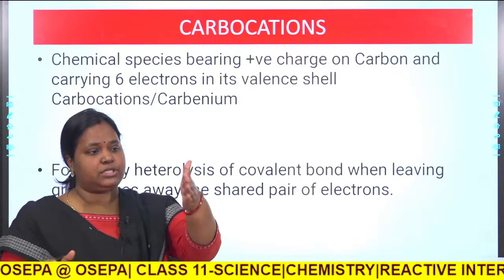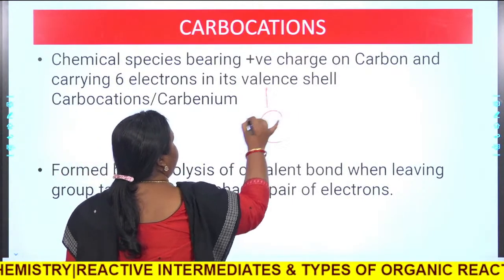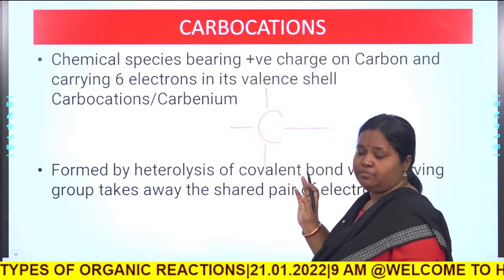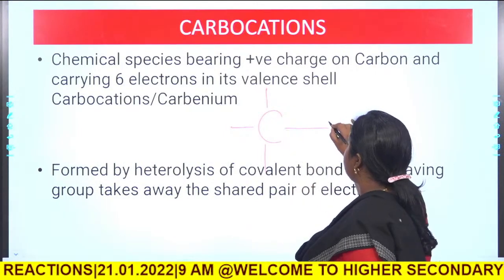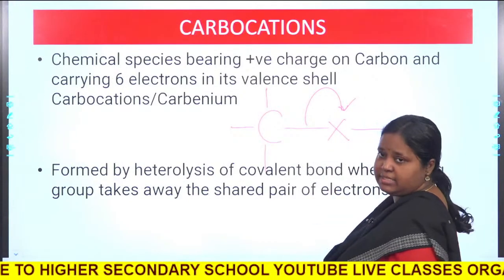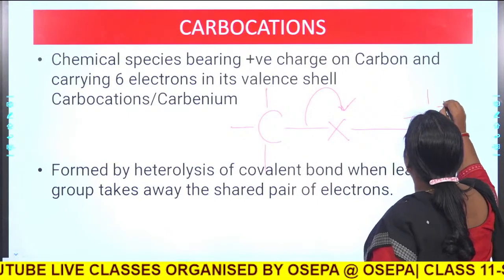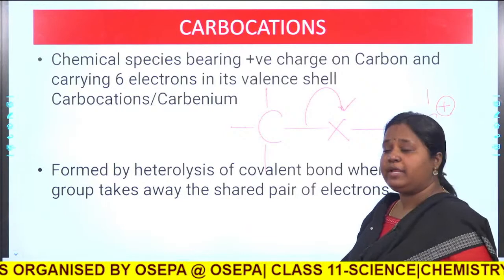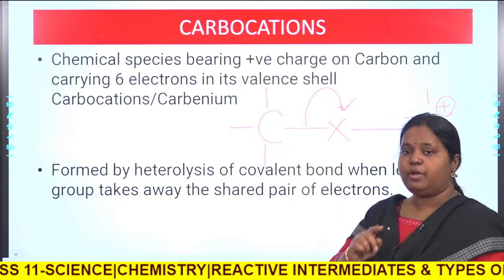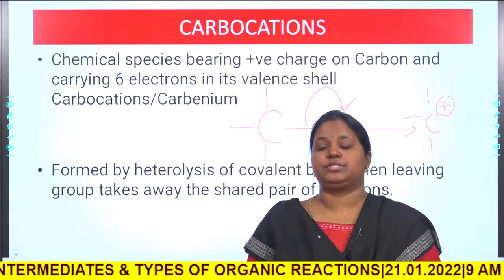Carbon always has 4 valency, 4 bonds with itself. So, suppose this X takes away the electron from the carbon. Now, the carbon will have a positive charge over here and how many bonds are there? 1, 2, 3. So, with 6 valence electrons. So, carbon bearing a positive charge and with 6 valence electrons are called carbocations.